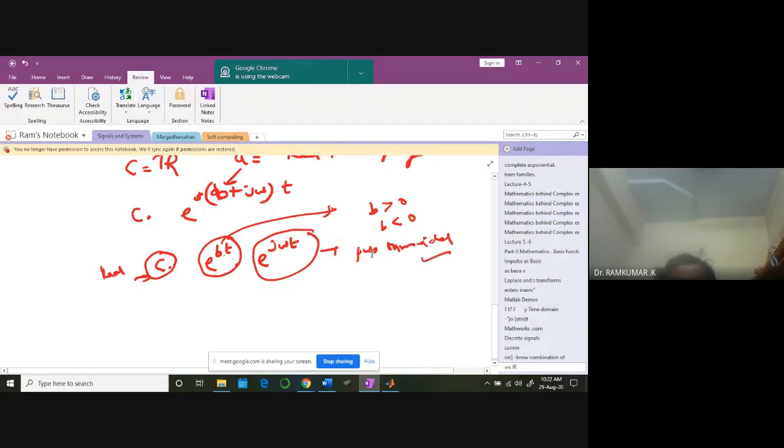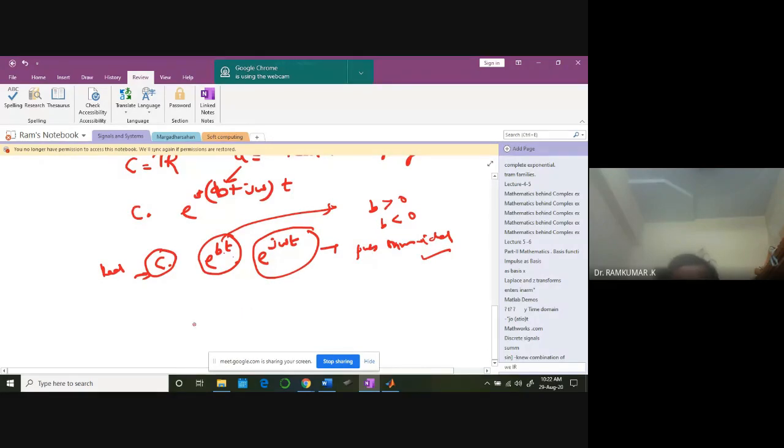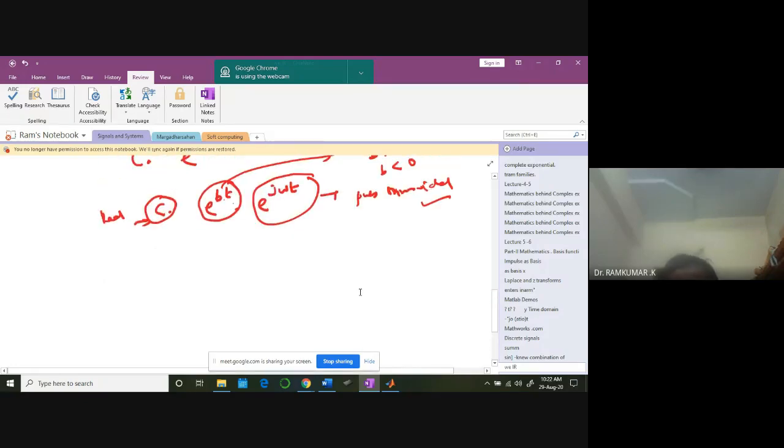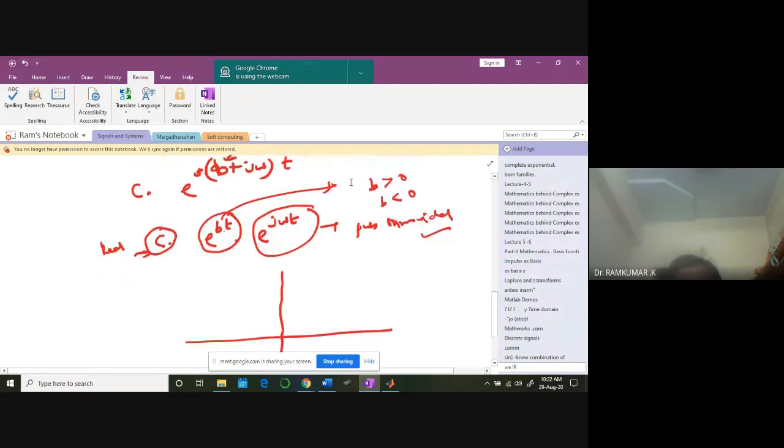Now what will I be getting when B is greater than 0? Can you imagine that signal in your mind? When B is greater than 0, what is the signal I am expecting? Can somebody tell me how that signal looks like? When B is greater than 0, the signal is more like this.